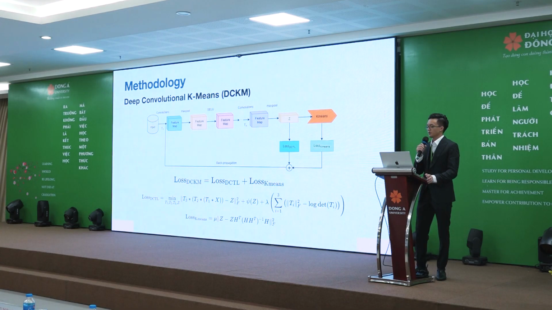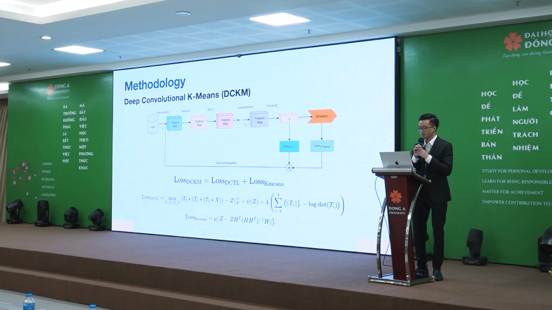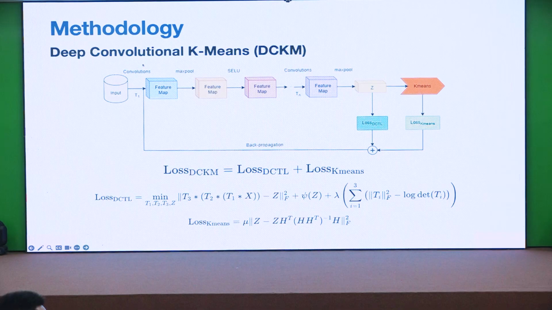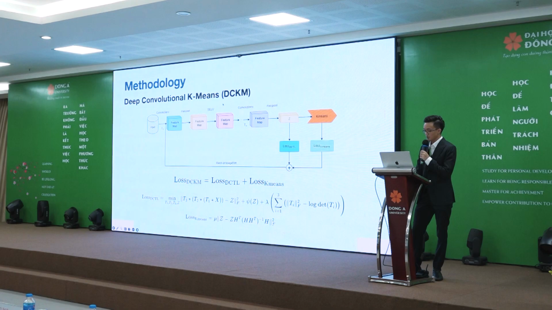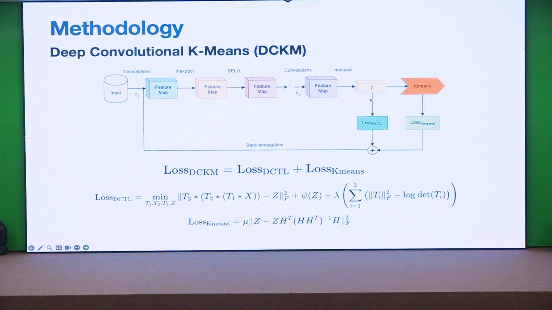This diagram illustrates the architecture of DCKM. The input data is processed through a series of convolutional layers, where features are extracted at each stage. This feature map is followed by max pooling and using the cellular function as the activation, which helps capture information after several layers of convolution and pooling. The result is a feature map denoted as Z, and it is fed into the K-Means clustering algorithm.